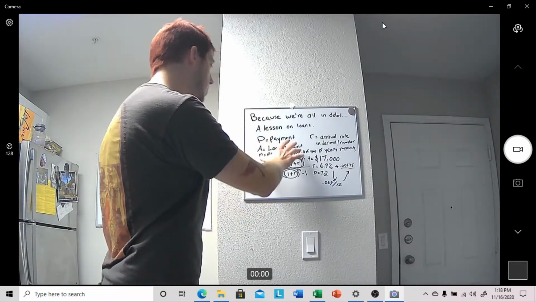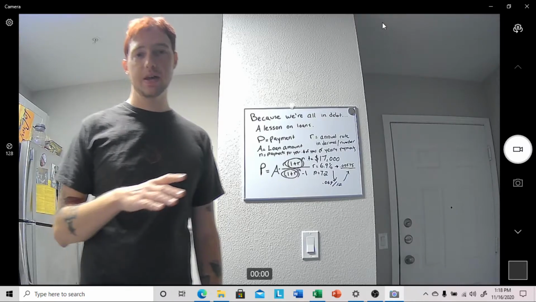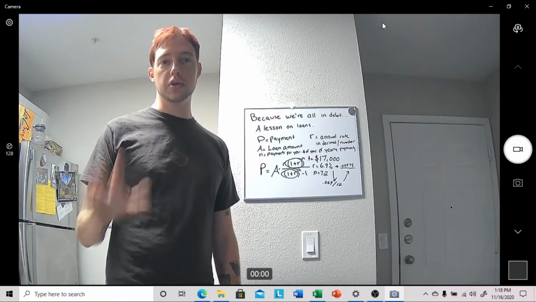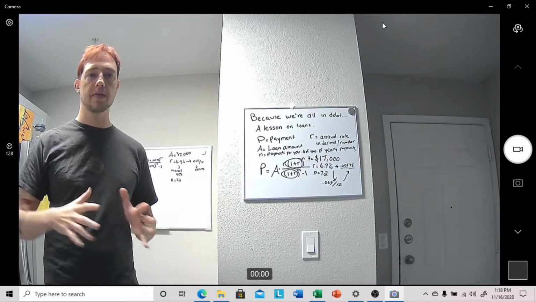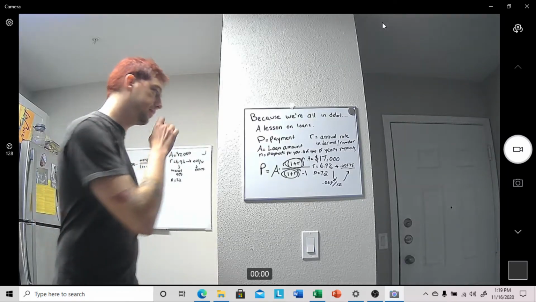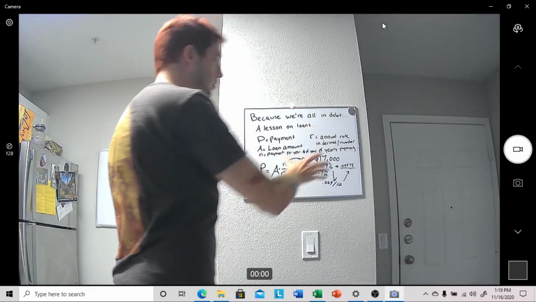A is the loan amount. How much is the bank or the person or the government, how much have they financed you? Right? The bulk loan amount. Have they financed you $5,000, $10,000, what? R is our interest rate.